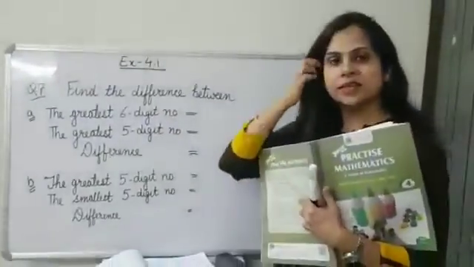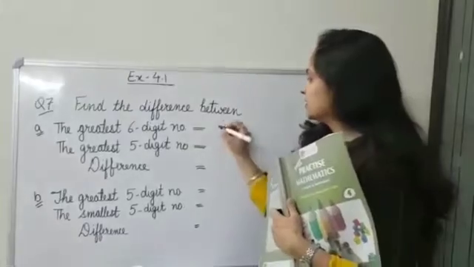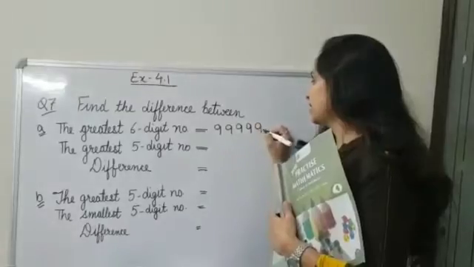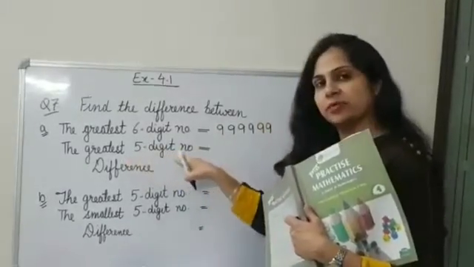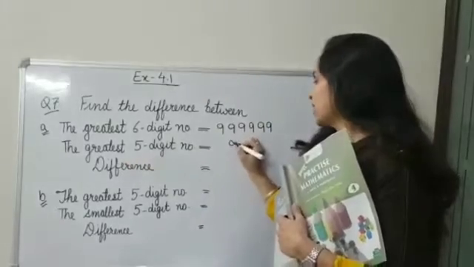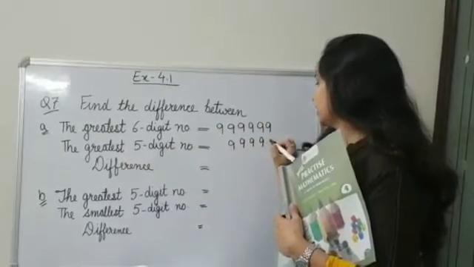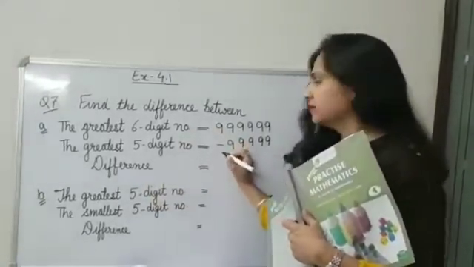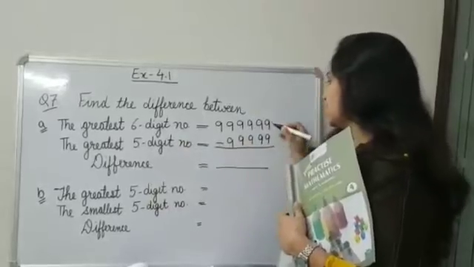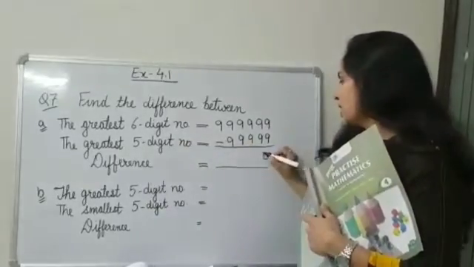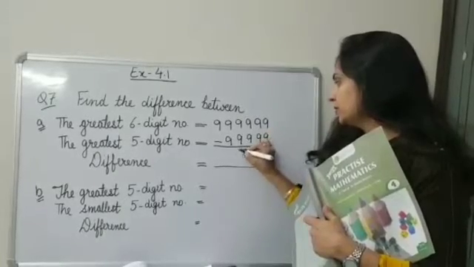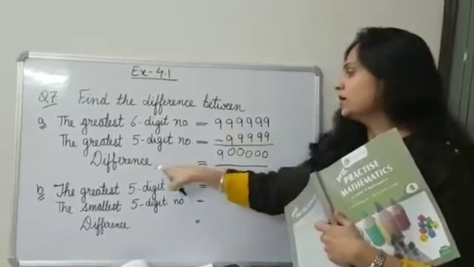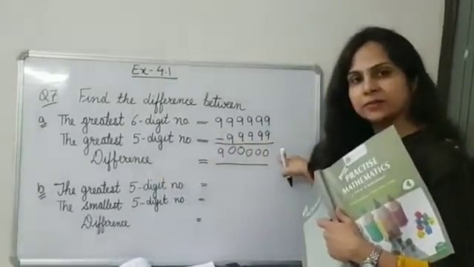The greatest 6-digit number is 6 times 9, that is 9, 9, 9, 9, 9, 9. And the greatest 5-digit number is 5 times 9, that is 9, 9, 9, 9, 9. Now we have to find the difference. So we will put the sign of minus here and we will find the difference. 9 minus 9, 0. Again 0, 0, 0, 0. 9 minus 0 is 9. So our difference is 9 lakh.